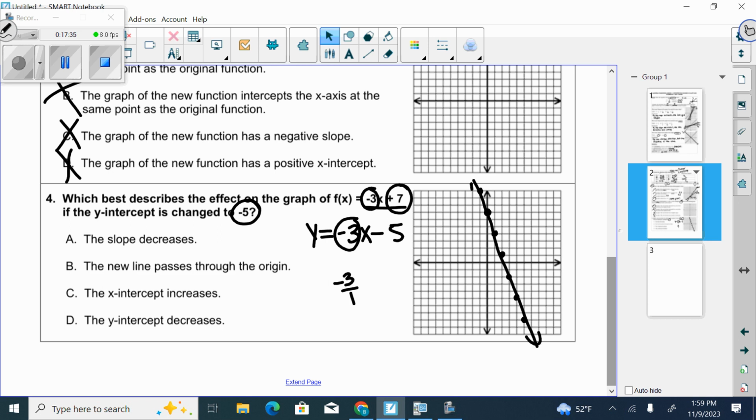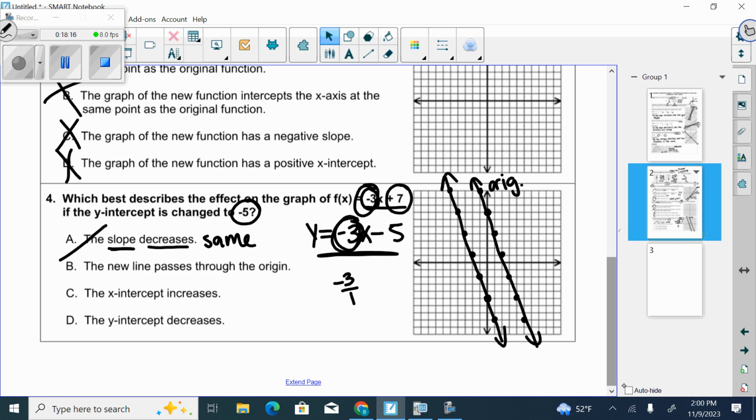All right, so here is the original, while this is my new. So it starts at -5 and also goes down 3 and over 1 in that negative direction. All right, so answer choice A said the slope decreased. Well, our slope was -3 both times, so no, the slope stayed the same.